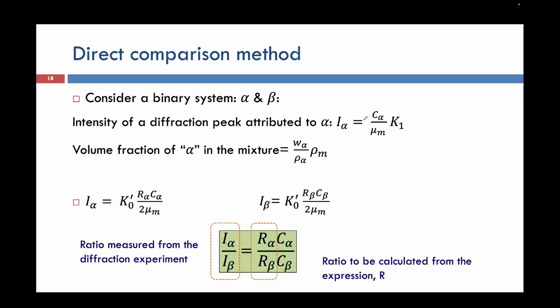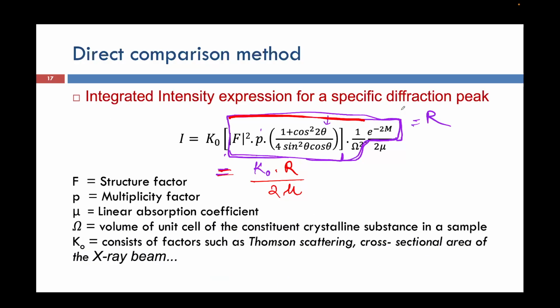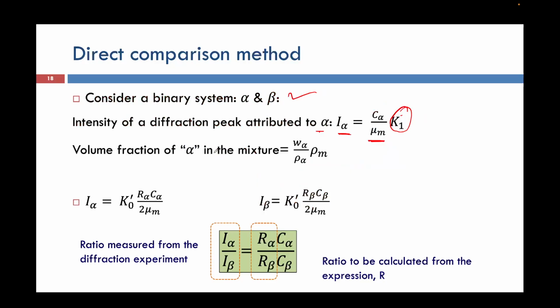Now let's consider a binary system with alpha and beta. The intensity of diffraction peak P corresponding to alpha, if I call it I alpha, will be C alpha K1 by mu. Remember I have written K1. This K1 is the factor corresponding to K naught here, but K naught and K1 might not be the same, so for your clarification I am writing it as another constant.